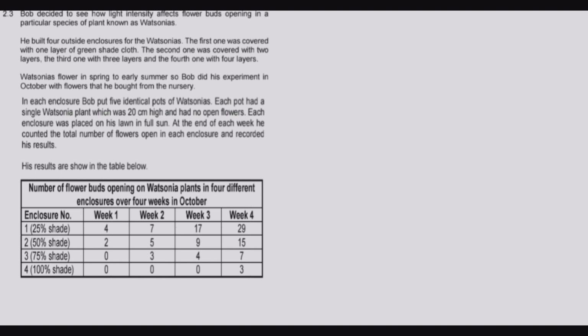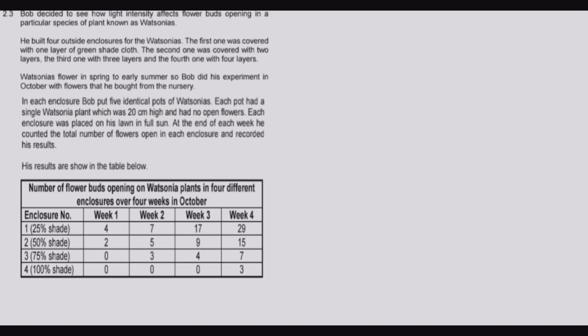In each enclosure, Bob put five identical pots of wasonia. Each pot had a single wasonia plant, which was about 20 centimeters high and had no open flowers. Each enclosure was placed on his lawn in full sun. At the end of each week, he counted the total number of flowers open in each enclosure and recorded his results. His results are shown in the table below.